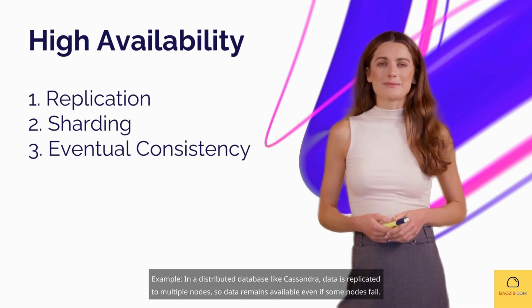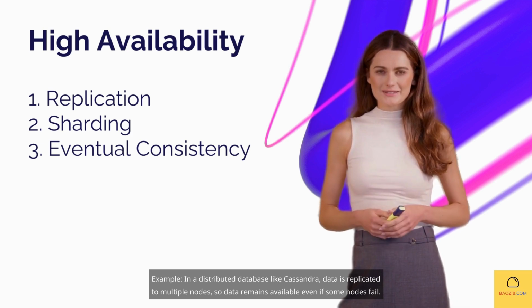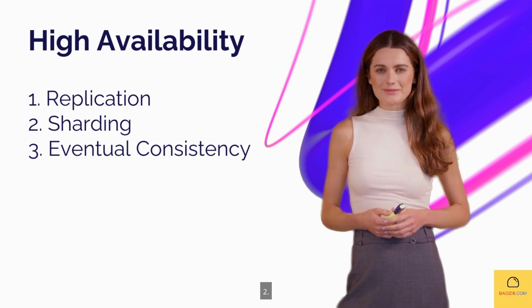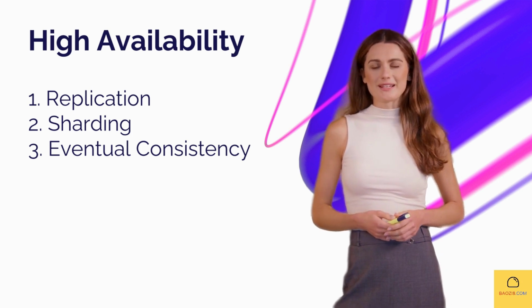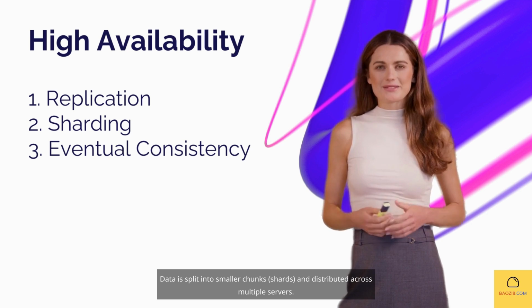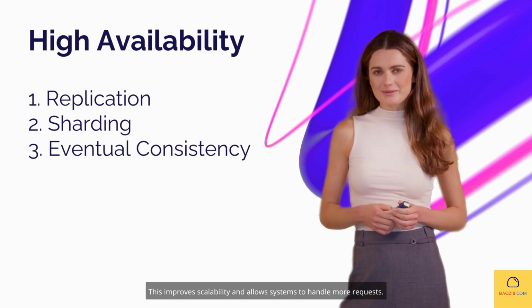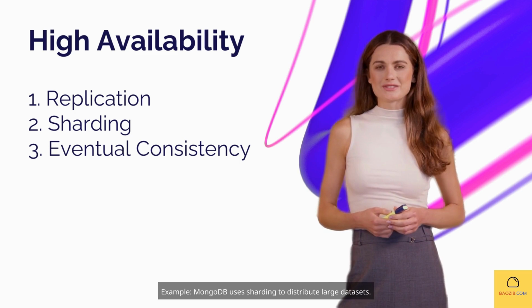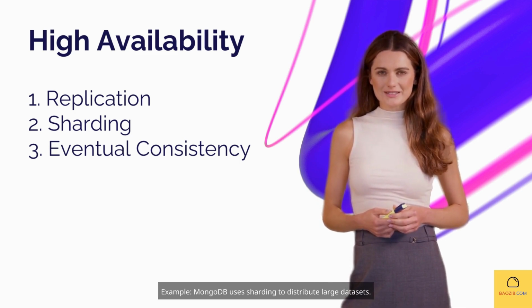Example: in a distributed database like Cassandra, data is replicated to multiple nodes, so data remains available even if some nodes fail. 2. Sharding. Data is split into smaller chunks, shards, and distributed across multiple servers. This improves scalability and allows systems to handle more requests. Example: MongoDB uses sharding to distribute large datasets.